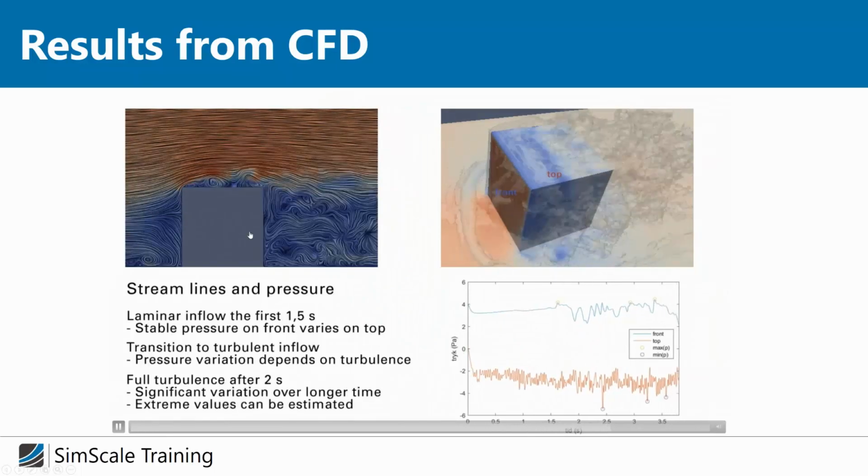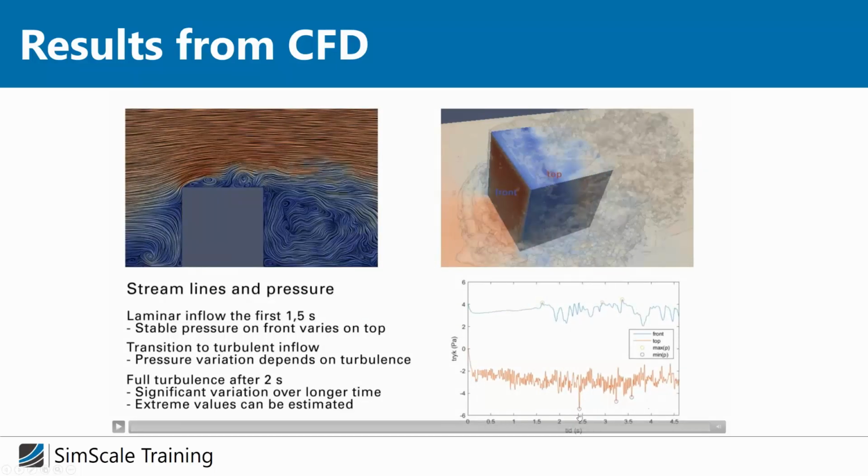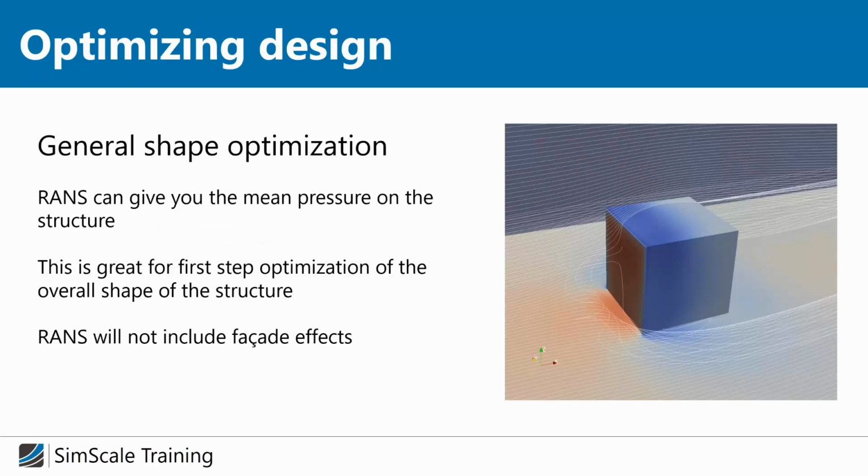And what you are interested in finding when you're doing wind load are these extreme values, and they will not occur when you have a uniform inlet. You need fully developed turbulence in the inlet to find these extreme values that you need for dimensioning your building. So that is a big project to do.